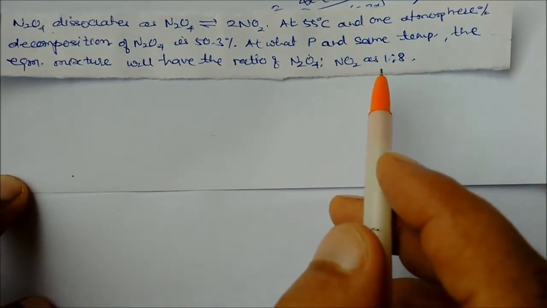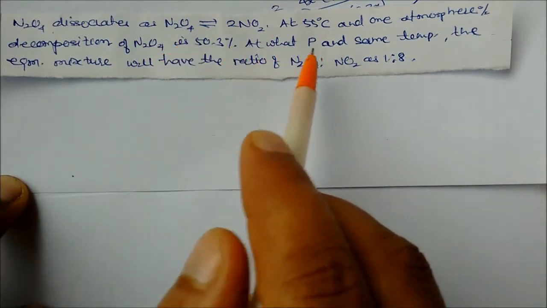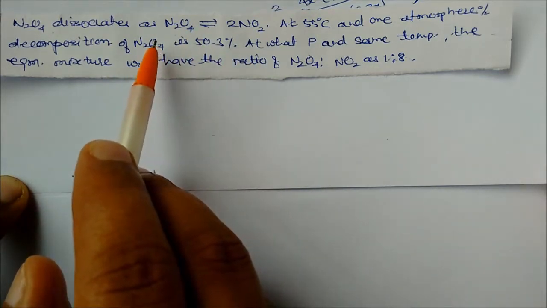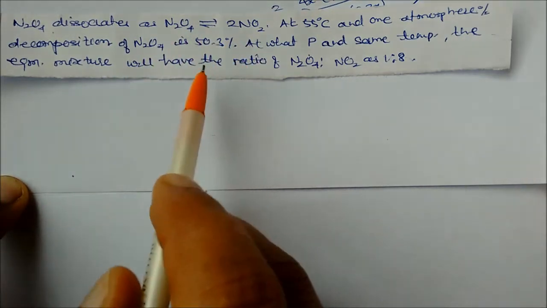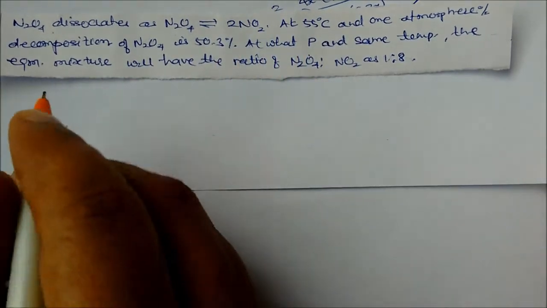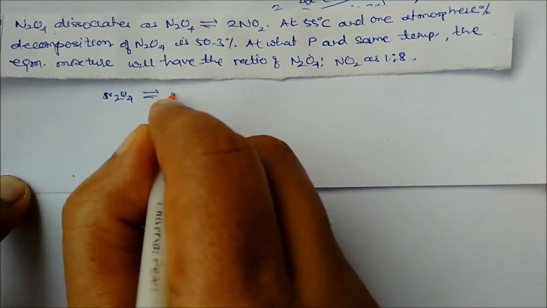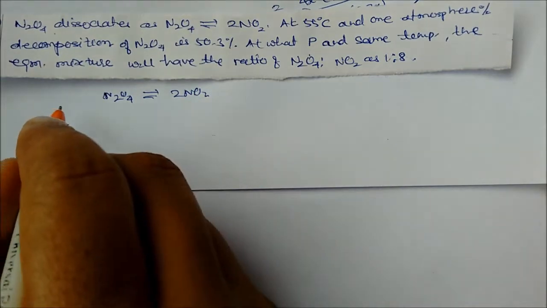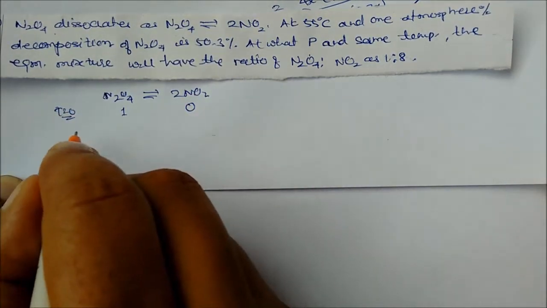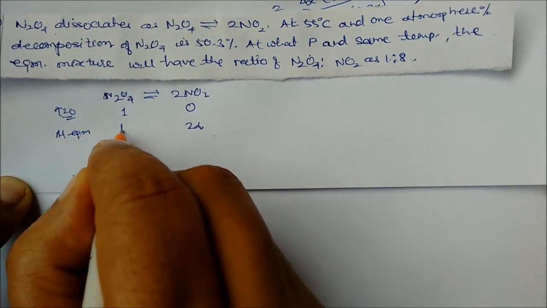So previously we have to find the Kp of this case, because we are only changing the pressure but Kp will be the same. So first we find Kp for the first case, and in the second case using the value of Kp and this concentration we will find the pressure. So what is the Kp? For Kp you write N2O4 converting to 2NO2. When t equals 0, this will be 1, this will be 0. At equilibrium, this will be 2 alpha, and this is 1 minus alpha.